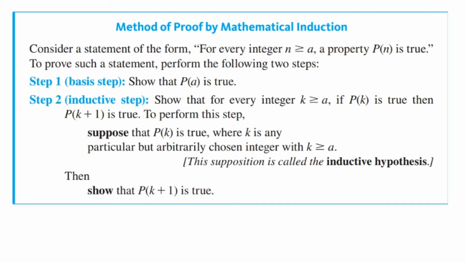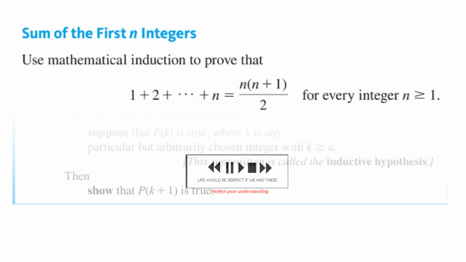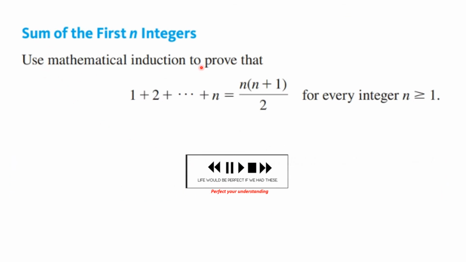Examples are much better than theory, although I think it helps to think about the dominoes. So let's use mathematical induction to prove that 1 plus 2 plus, all the way up to plus n, is equal to n times n plus 1, all divided by 2, for every integer n bigger than or equal to 1. So we're starting at 1, and this is P of n. This is the statement that we have to prove. There is value in trying to see if you know what to do. So look at what we did before and give it a go.